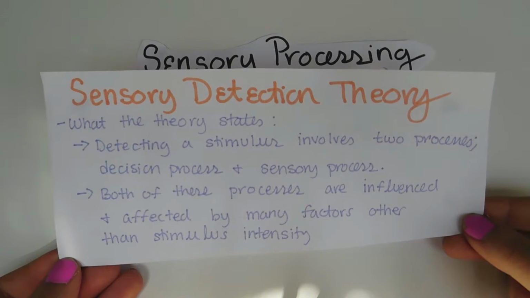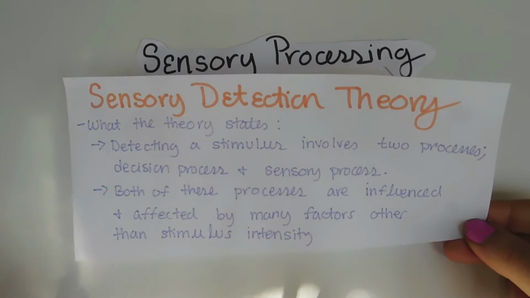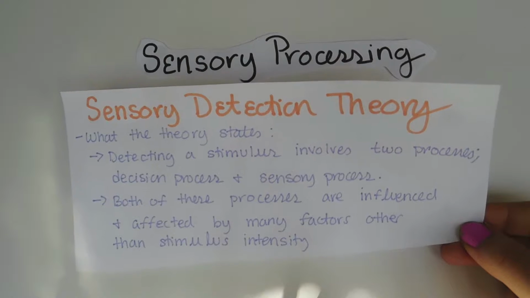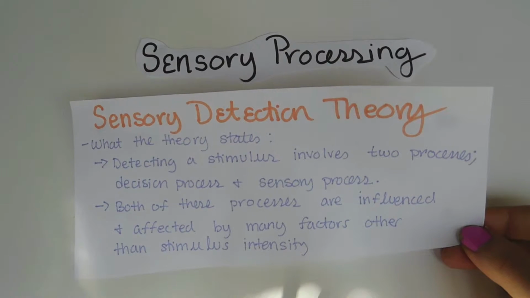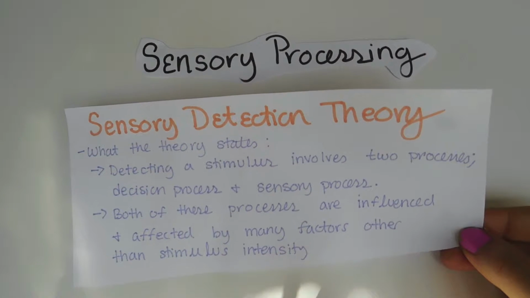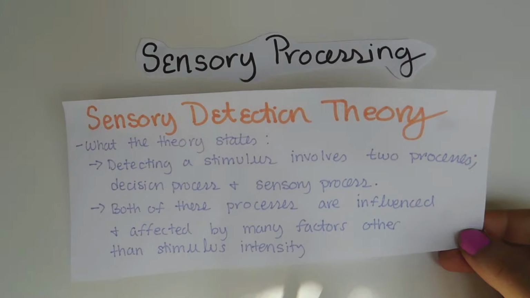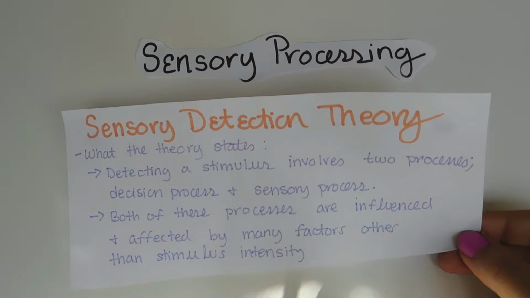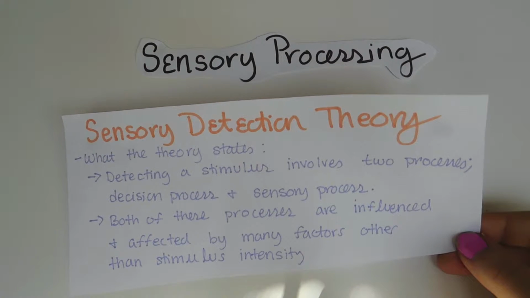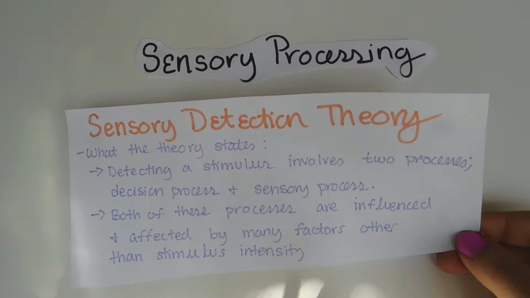So that means that both of these processes are influenced and affected by many factors other than the stimulus intensity. So essentially what this is saying is that you are setting the criterion for how you want to pick up on certain stimuli. So it's not just a sensory process. It's not that you perceive a stimulus once you experience it. There's also a decision process that's involved, and both of these can be affected and influenced by many other factors that are not just involved in the stimulus intensity. So the theory basically just attempts to account for the effects of decision making on stimulus detection.